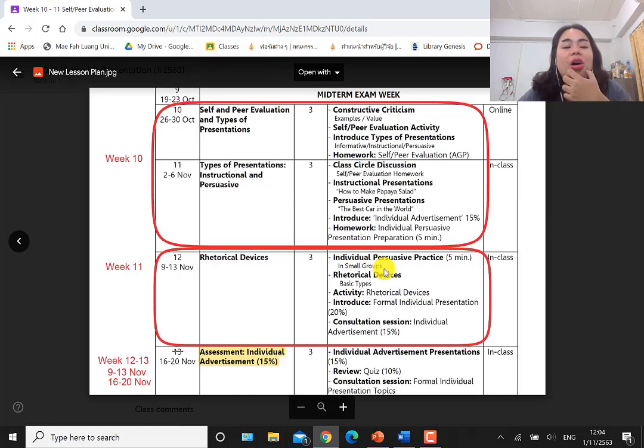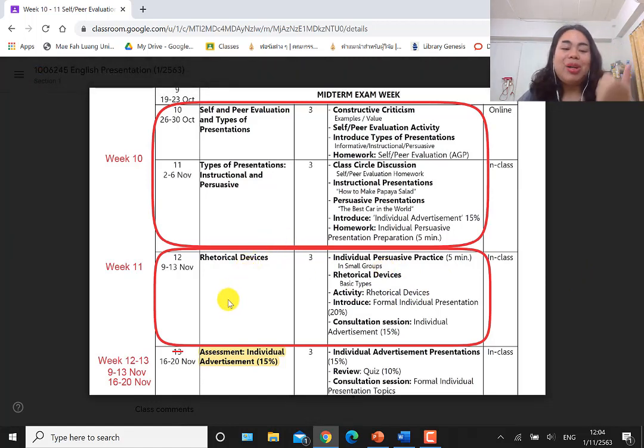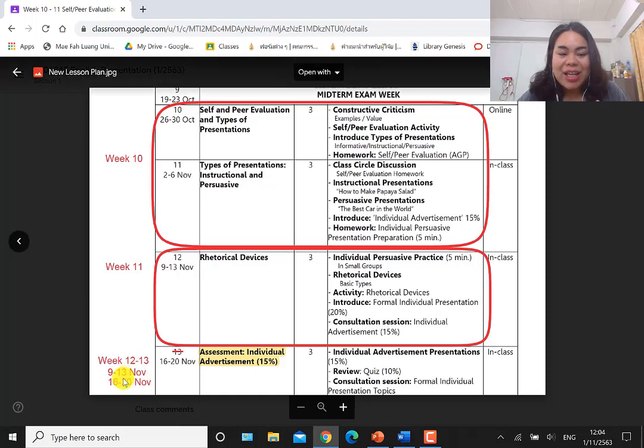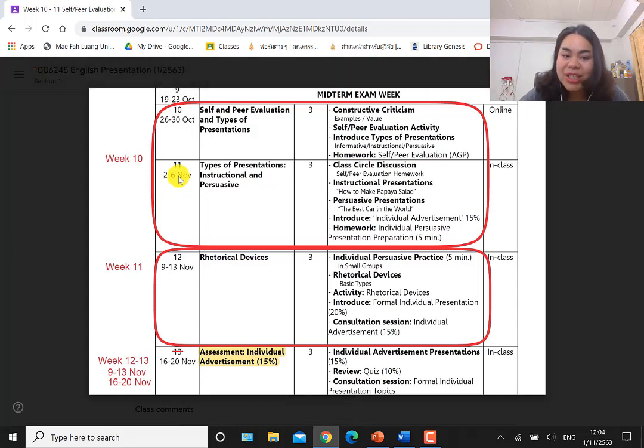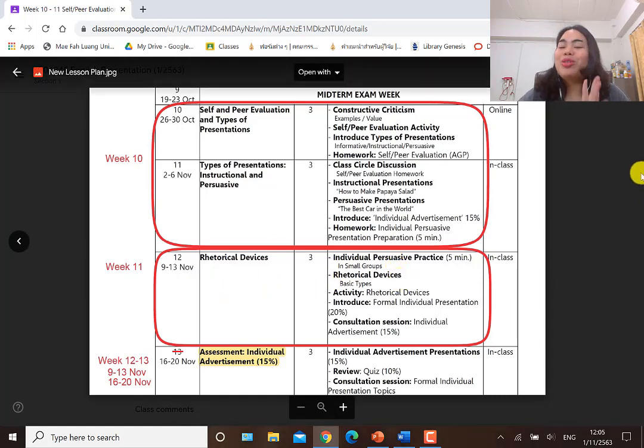And then in weeks 12 and 13, that's between 9 to the 13th of November and 16 to the 20th of November, those 2 weeks will be for individual advertisement assessment. So next week we see in class, the date is still week 11, but the content will be the content of week 12 instead. Okay? If you still have questions or are still confused about the lesson plan, ask me.